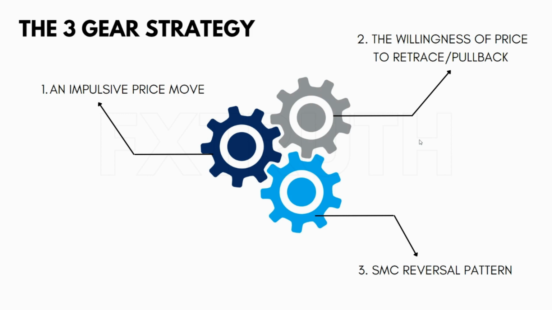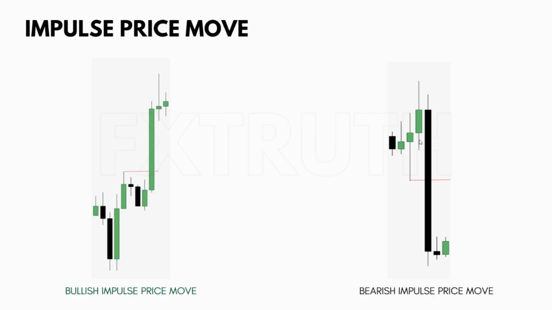Moving forward, let's look at an impulse price move. When we talk about an impulse price move, this is what we're looking at. This is what we're expecting. This is the idea that comes to mind. On the left side of the chart, this is a bullish impulse price move, and on the right side of the chart, this is a bearish impulse price move. You can see the way price moved impulsively, breaking structure right here to the buy side, and how price moved impulsively to the sell side right here, breaking structure. So this is what you want to see when it comes to an impulse price move.